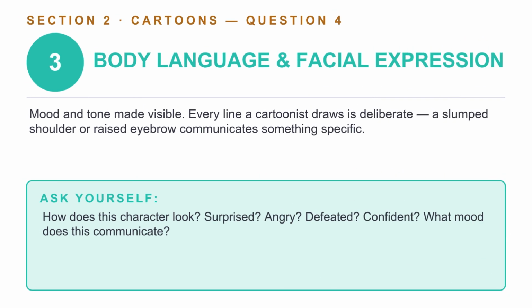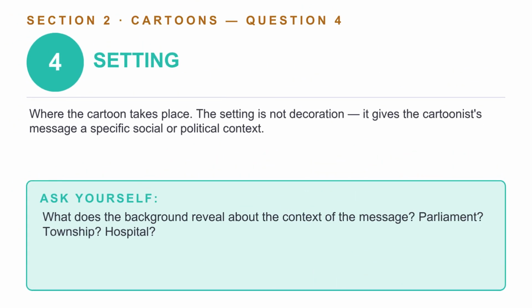Element number 3, body language and facial expression. This shows mood and tone made visible. Ask yourself, how does this character look? Surprised, angry, defeated, confident? Cartoonists draw every line deliberately. A slumped shoulder, a raised eyebrow, a clenched fist. Each one communicates something specific about what the character is feeling and what the cartoonist wants you to understand about the situation.